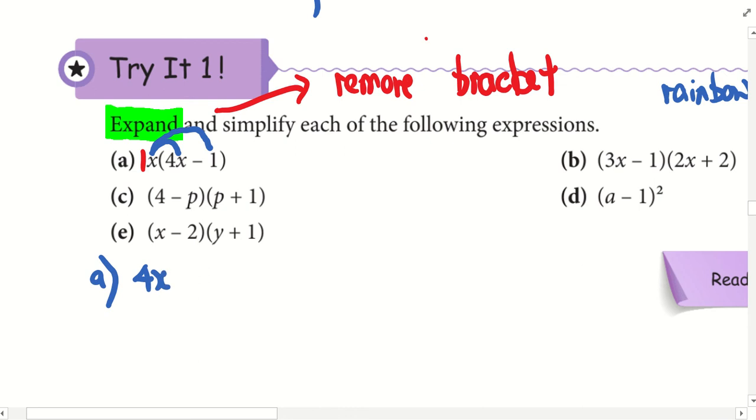Okay, now take a look at the second arrow. X multiplied by negative 1. What will we get? Negative 1x. Thank you, John. But do we need to write the 1? It can be invisible. Even if you write the 1, you are not wrong. But it's better to just write negative 4x squared minus x. And this will be the final answer. Do you see any bracket? No. Alright?